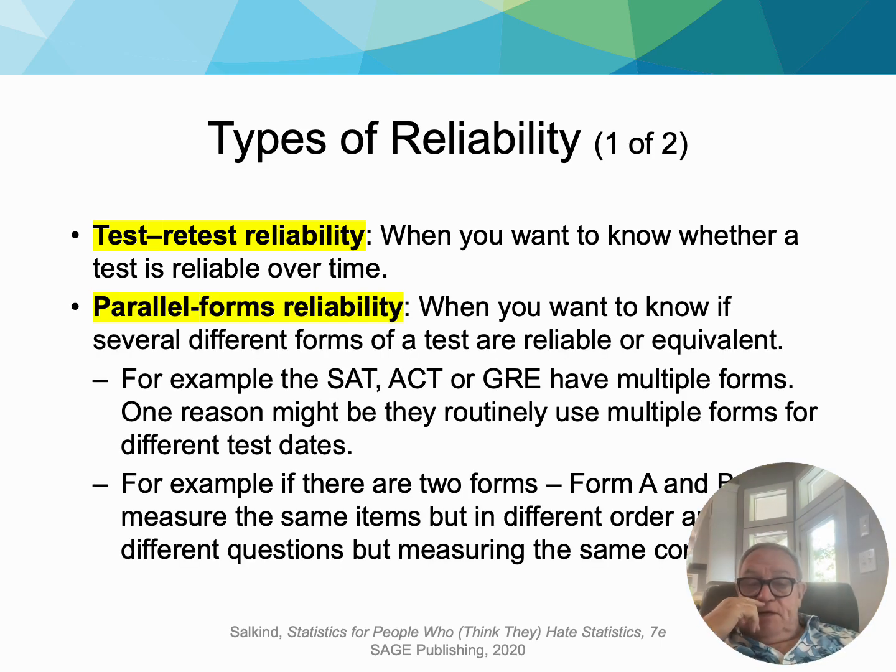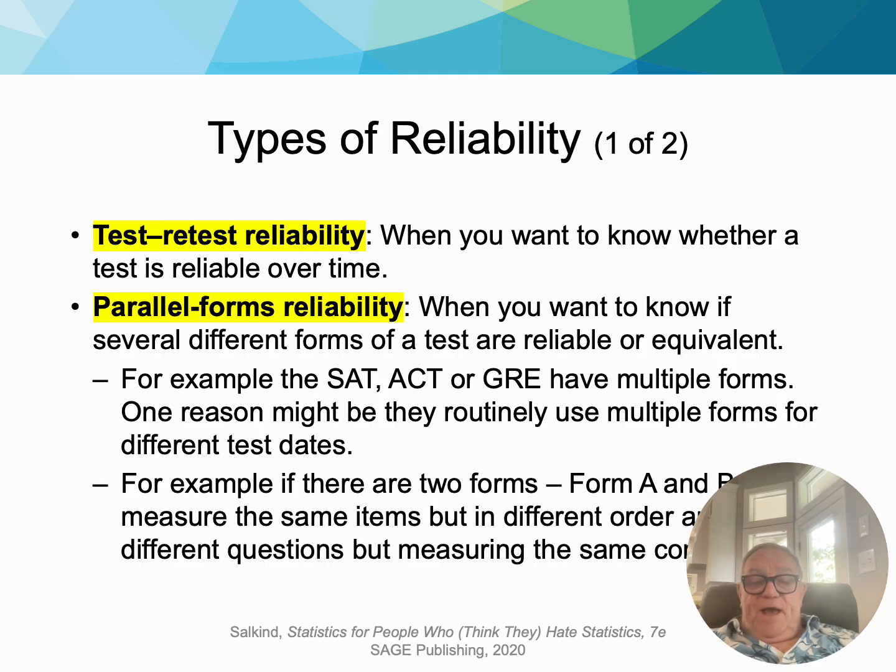Parallel forms is another way that we look at reliability, and that's when you want to know if different forms of a test are reliable or equivalent. For example, the standardized tests used for high school graduates or to get into grad programs, the SAT, ACT, or GRE, have multiple forms. One reason those organizations might use them is because, like the ACT, for instance, it's given to high school kids all over the country on different dates, and they can see if it has similar results.